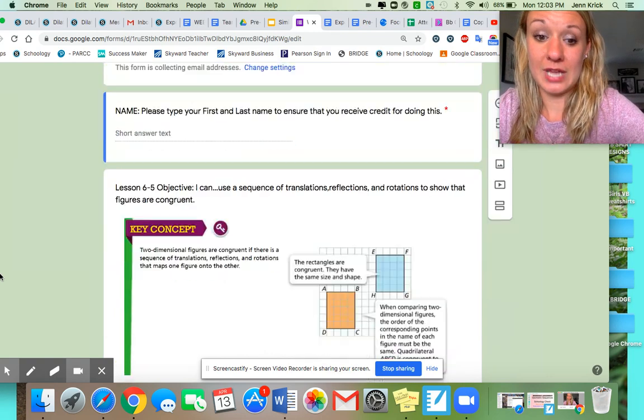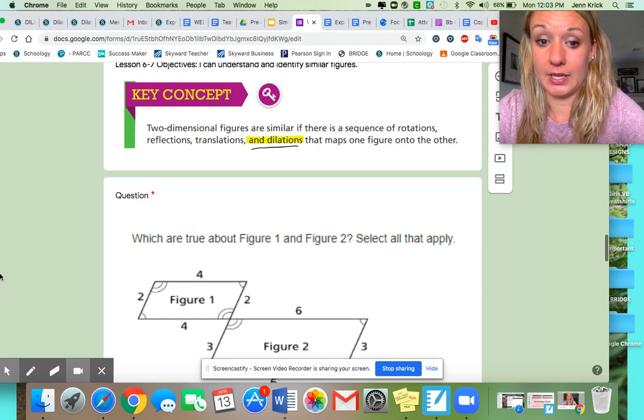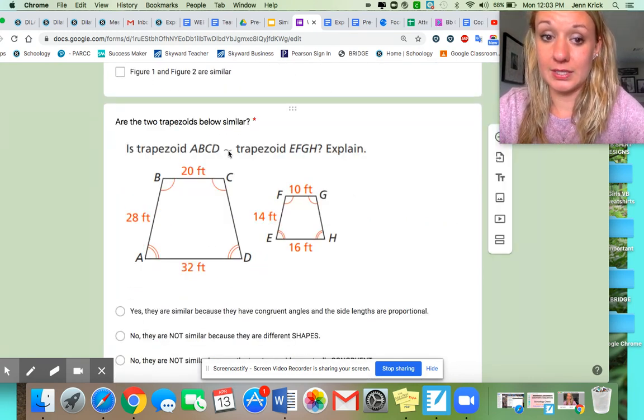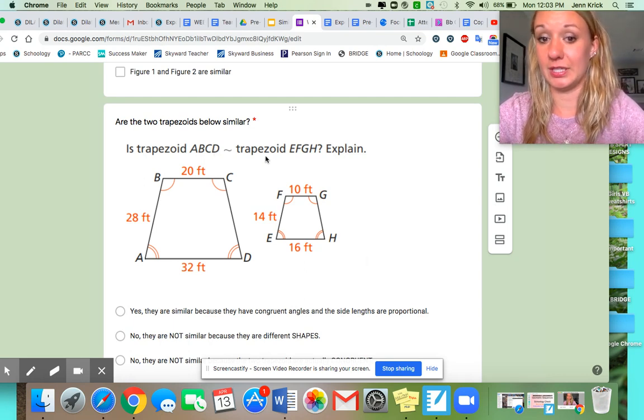And then you'll just have a few questions about congruence, and then you'll also have a few about similarity and similar figures. What I just want to make sure that you know, look right here at this symbol. That means similar. So it's asking if this figure is similar to this figure here.